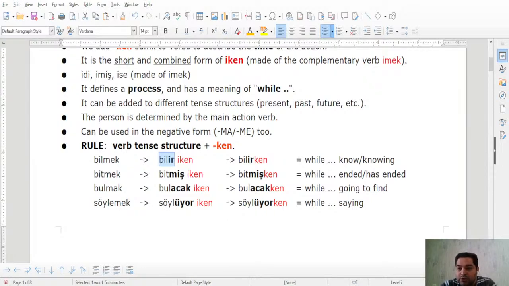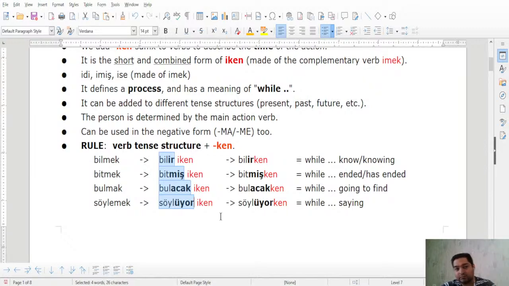So the verbs don't change according to the person. Now, again, we don't have anything here as a person, okay? There is no personal ending in the structure that I highlight. When you have this can added to the verbs, pay attention to one thing. This bilir, bitmiş, bulacak, and söylüyor, to which we add this can suffix, they are all in the third person singular, you see? In Turkish, third person singular is always the base, always the base for many things.